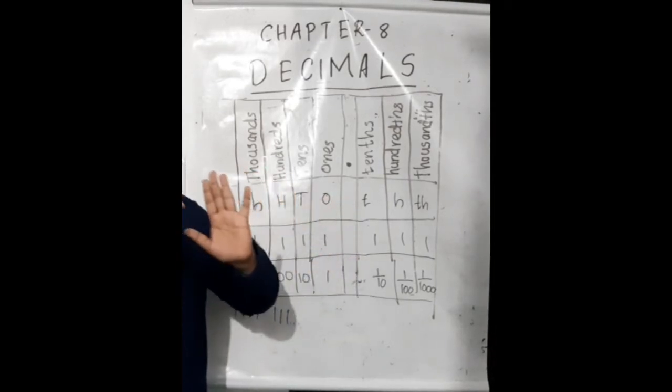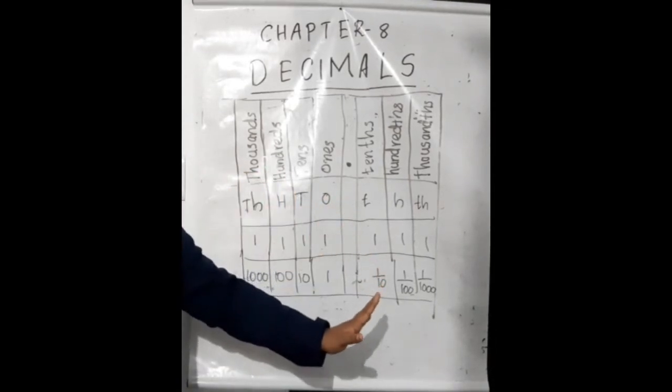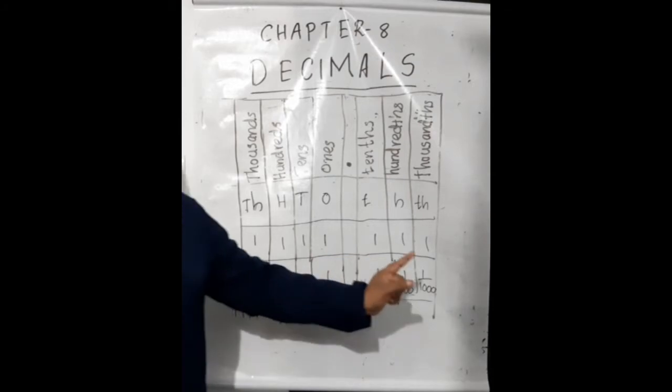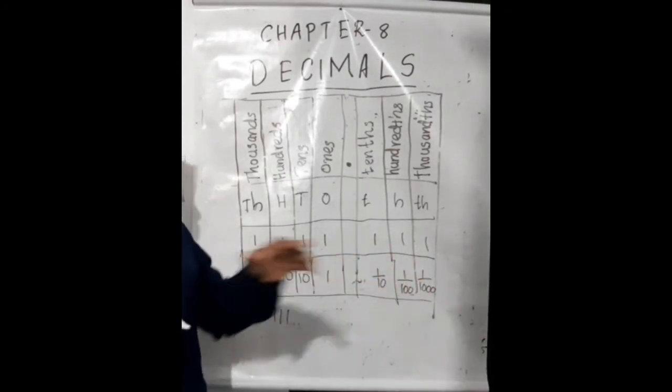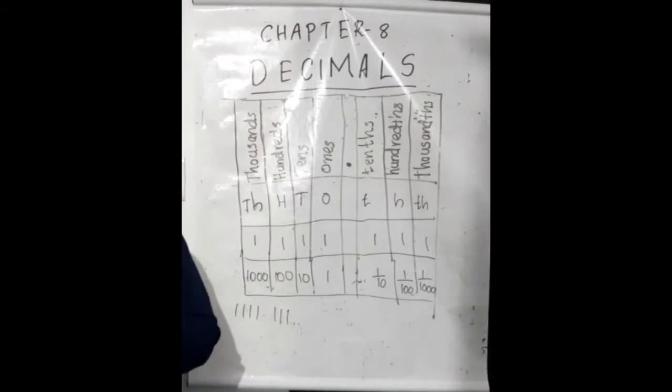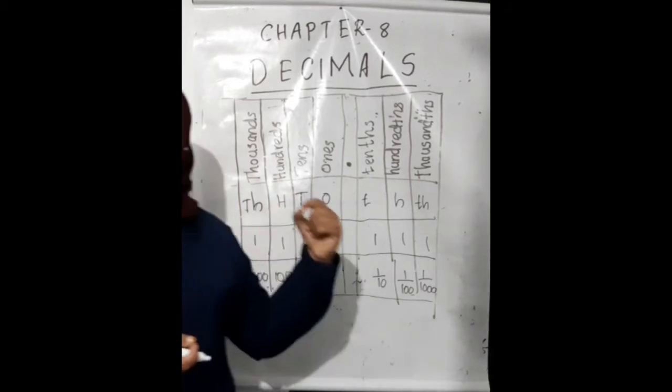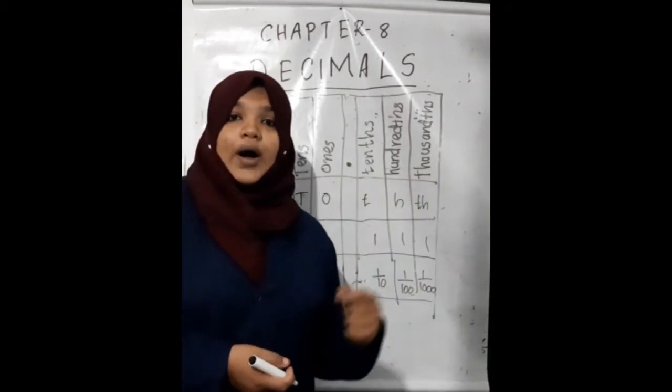That is 1 part out of 10 parts, isn't it? 1 out of 10 has been mentioned as 0.1. Then how will you represent 1 by 100? The value of 1 by 100 will be 0.01.